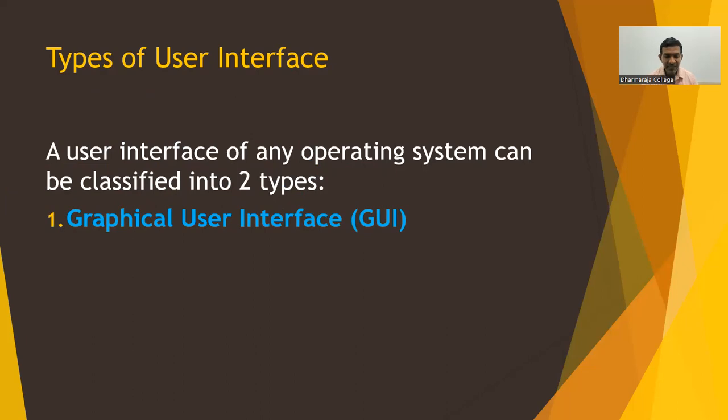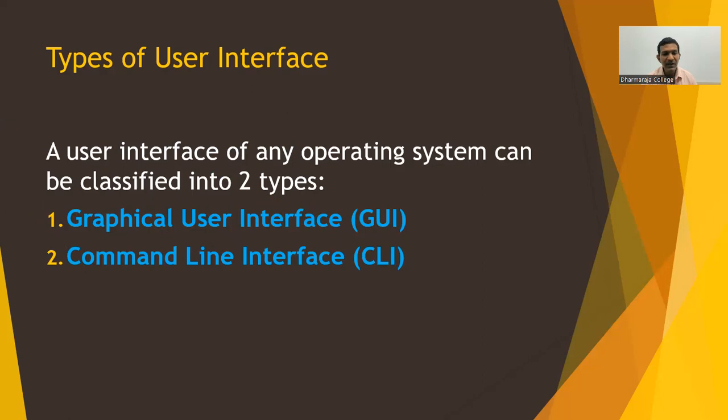The second one we call command line interface, or shortly we call it CLI. So there are two kinds, we can say GUI and CLI, or we can say graphical user interface and command line interface.